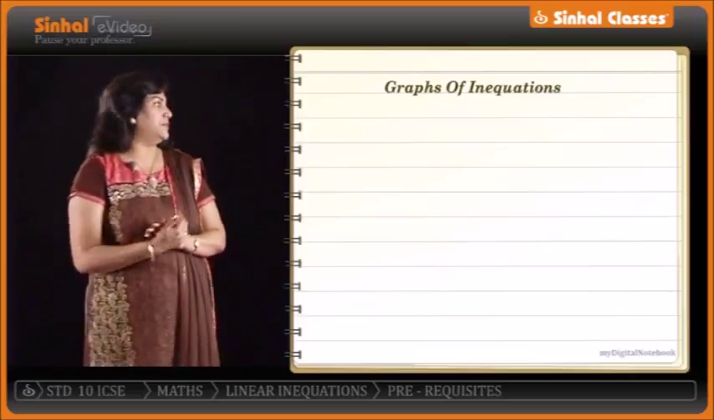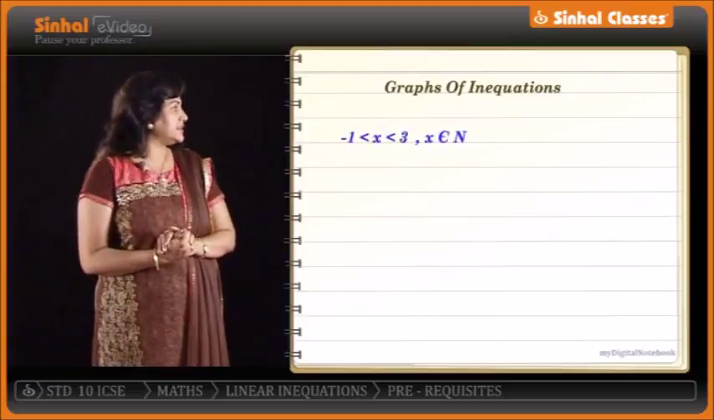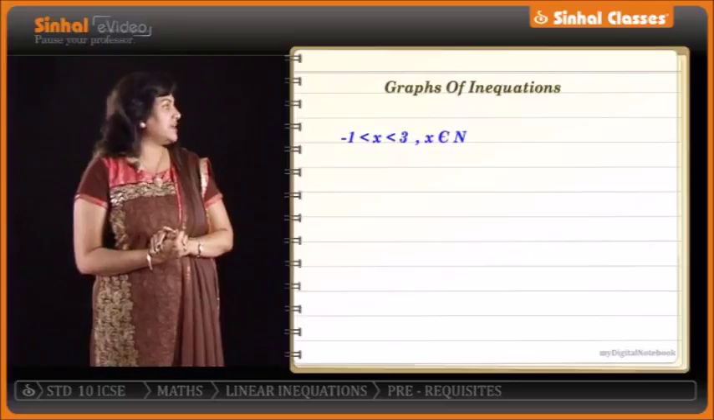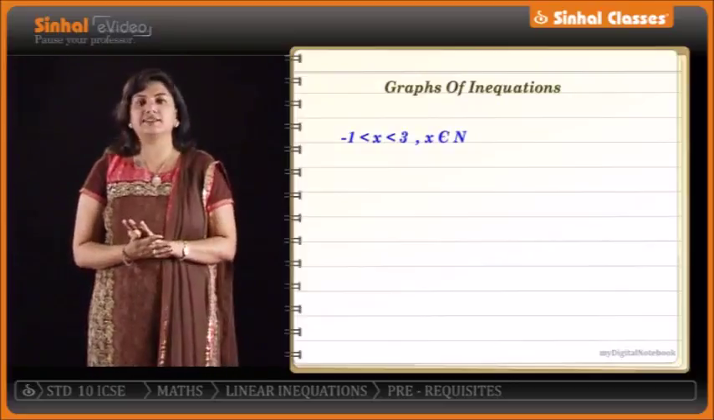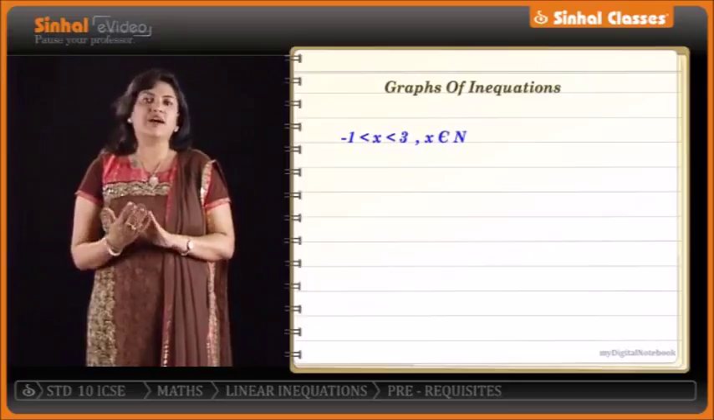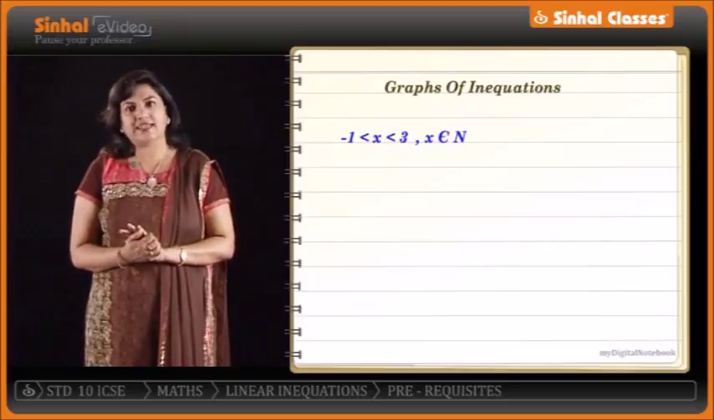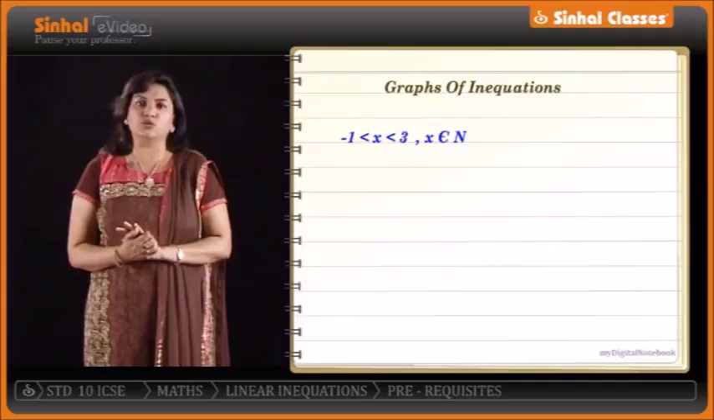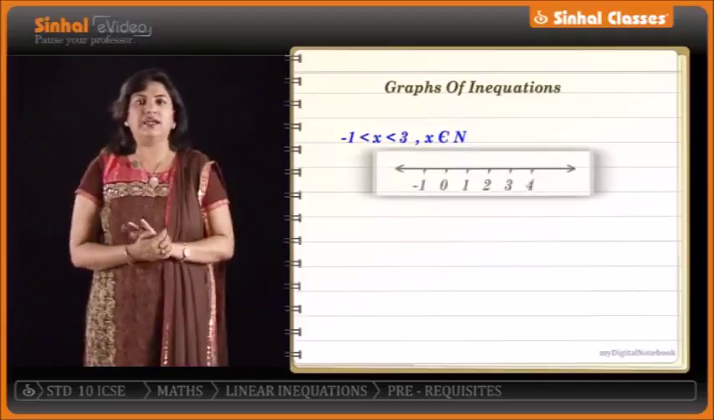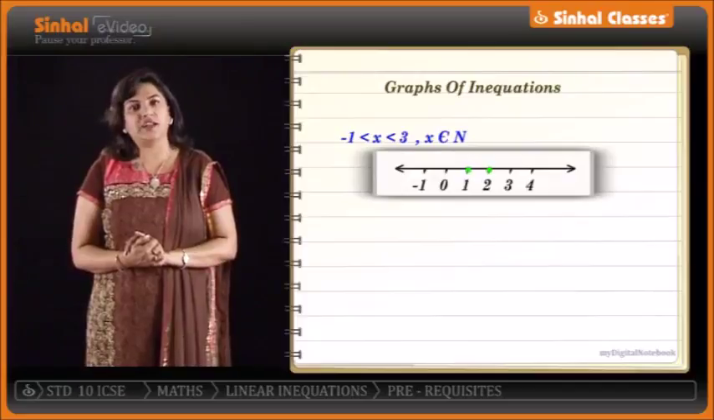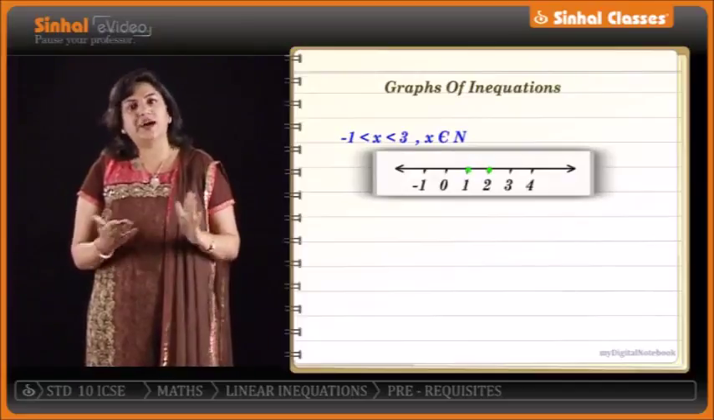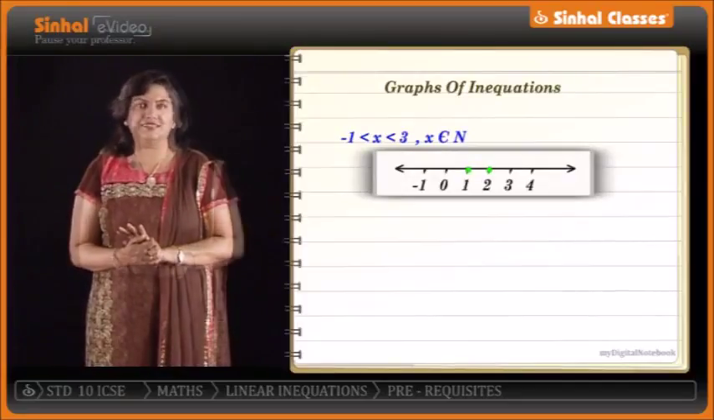Now first example, x greater than -1 and less than 3, x belongs to N. Here since x is a natural number, what values can x take? X can take 1 or 2. So we draw the number line and on that we mark dots at 1 and 2. Our number line is ready.